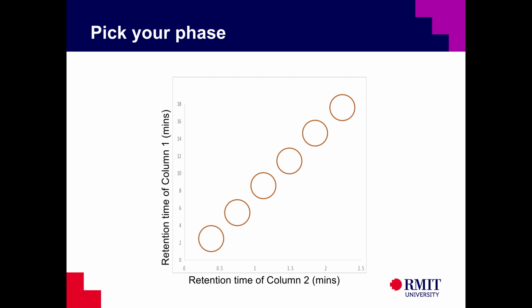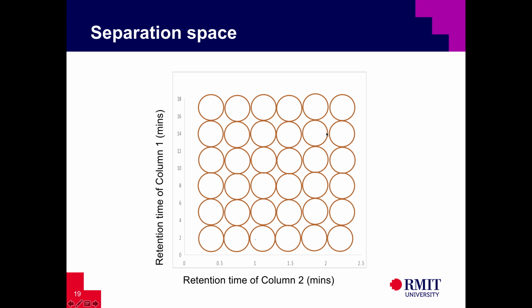So here's just a quick diagram of what the results might look like. If we were just to plot two columns of the same phase, so this might be two C18 columns, basically all your peaks would be where these circles are down here. What we want is to take advantage of all of this possible separation space.